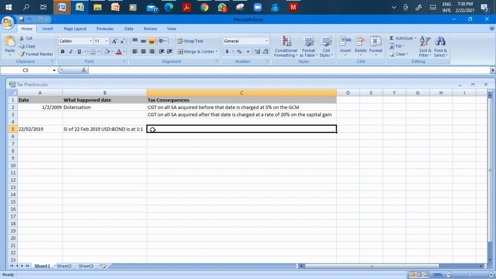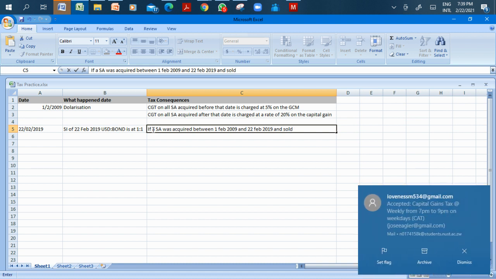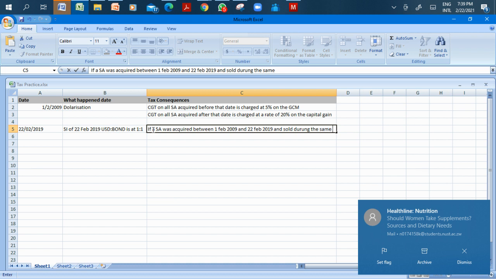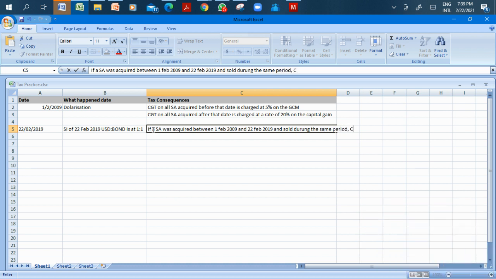Pay very careful attention to what I'm about to explain now. Okay, so if a specified asset was acquired between 1 February 2009 and 22 February 2019 and sold during the same period, CGT is charged at 20%. Looks like there is nothing special there.